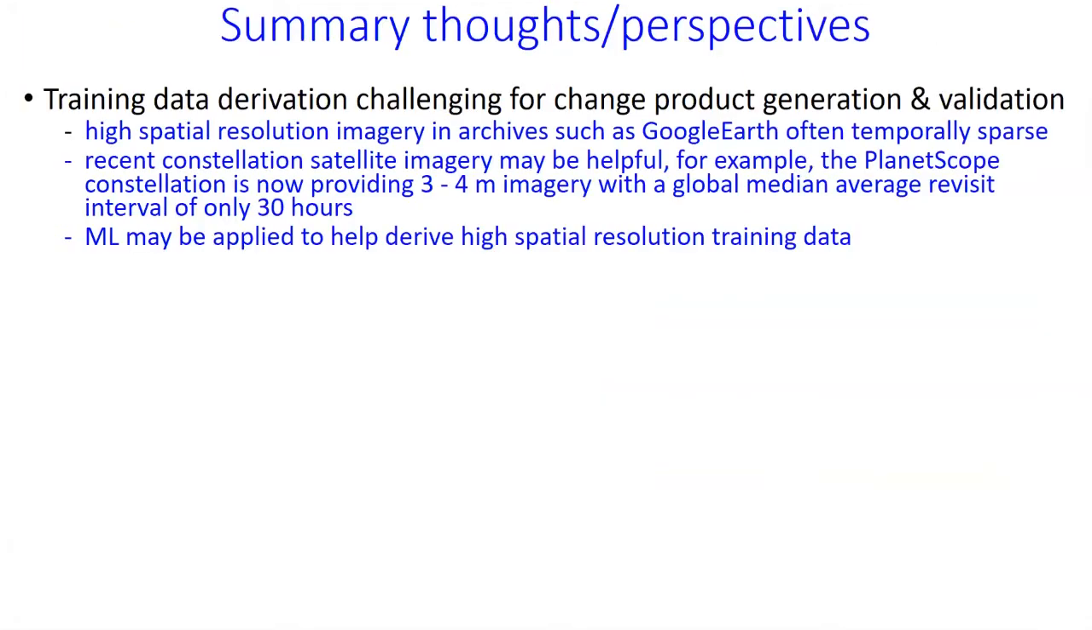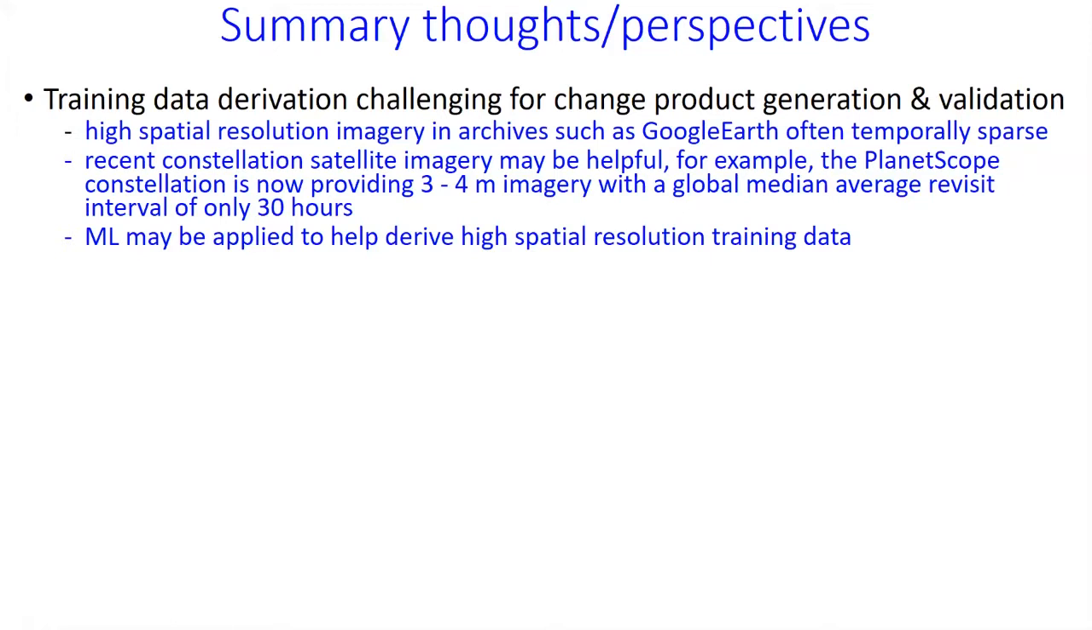Penultimate slide. Training data derivation is challenging when you think about change product generation and validation. And so this is just saying, well, PlanetScope seems to be a good approach because we now have the temporal revisit you need, and we have it at a resolution which is much higher, 3 to 4 meters, compared to, say, Sentinel at 10, 20, or 60 meter, or Landsat at 30 meter, which is desirable. And as I've just shown you, potentially machine learning can be applied to help derive the higher spatial resolution training data, which is the objective of the Access project.